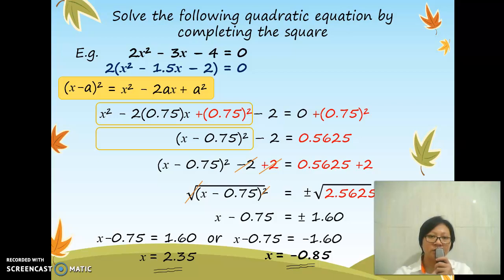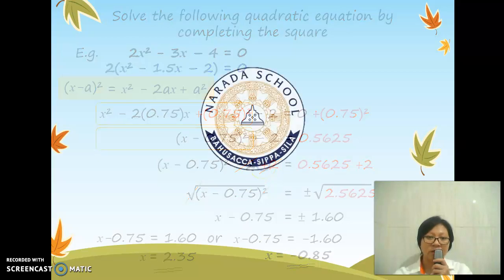This is how we solve the quadratic equation using completing the square.